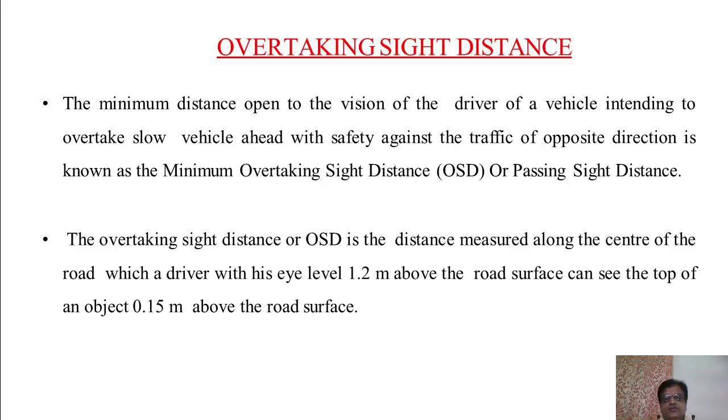Today, let us discuss the overtaking sight distance. The minimum distance open to the vision of a driver of a vehicle intending to overtake a slow vehicle ahead with safety against the traffic of the opposite direction is known as minimum overtaking sight distance or passing sight distance, popularly called as OSD.